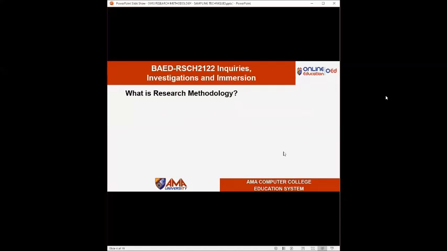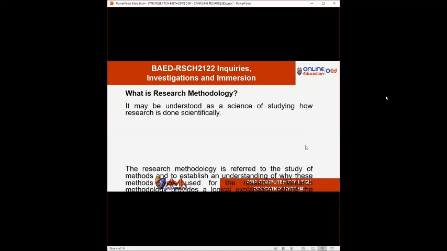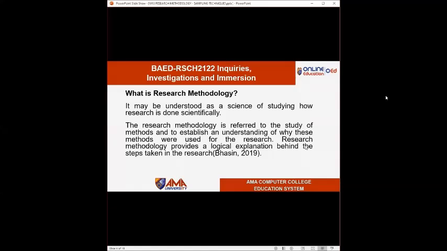What is research methodology? It may be understood as a science of studying how research is done scientifically. The research methodology is referred to the study of methods. So sabi niya dito, ang methodology ay ang pag-aaral ng method. Ngayon, research methodology provides a logical explanation behind the steps taken in the research. So ang keyword niya dito, pag sinabing methodology, ito yung study of methods.